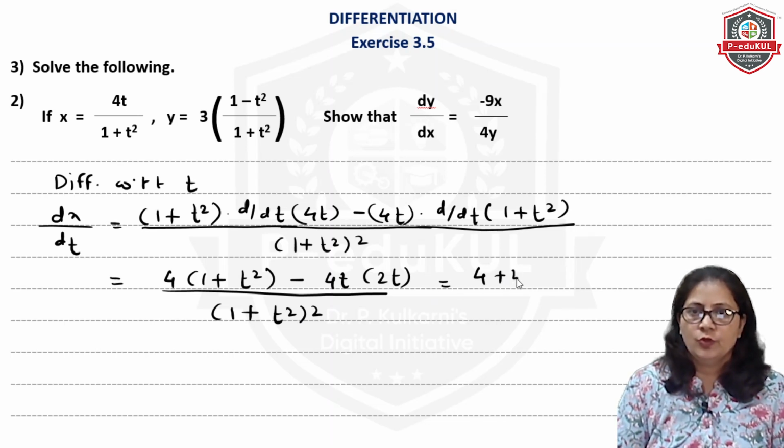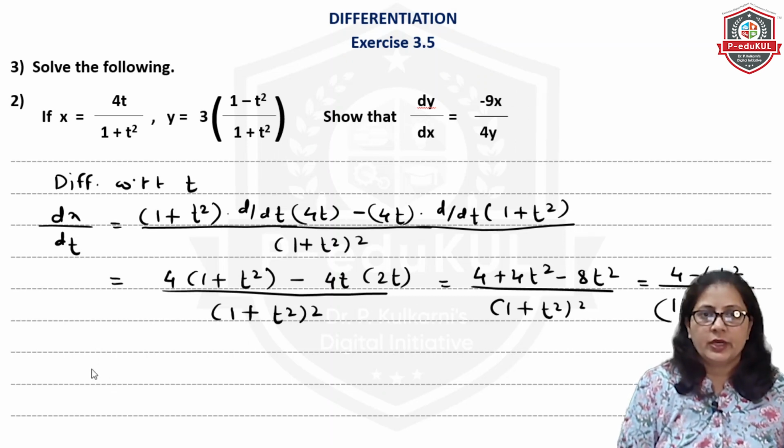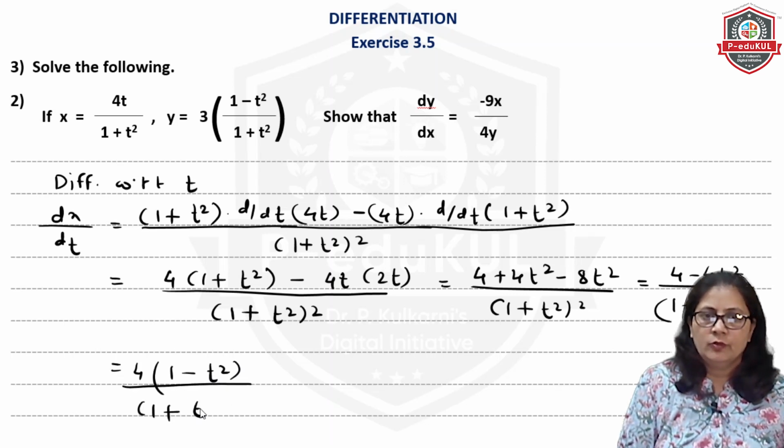So this will be 4 plus 4t square minus 8t square divided by 1 plus t whole square. So this will be 4 minus 4t square upon 1 plus t whole square. And that is nothing but, if you take this 4 common, 4 into 1 minus t square upon 1 plus t whole square. That is dx by dt.